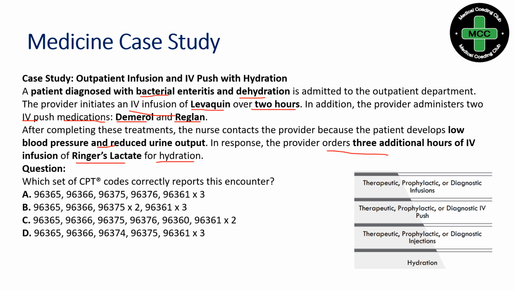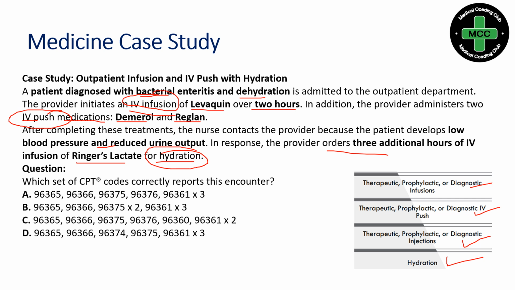Okay, so here they have performed IV infusion and IV push and then hydration. So 3 different procedures they have performed. When you see multiple procedures performed in a single medical record, you have to follow the hierarchy. You can see the severe one is infusion, the next one is IV push, after that diagnostic injections, and later hydration. Accordingly, you need to select your primary code.